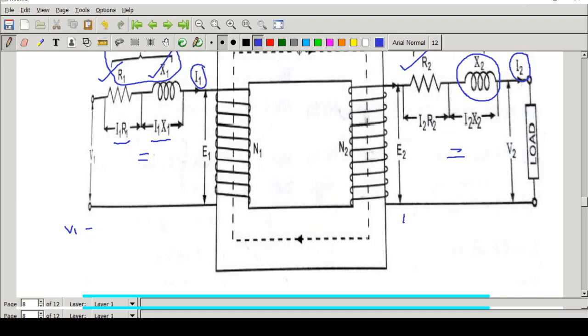Similarly here, E2 will not be equal to V2. There is some voltage drop. Which are the voltage drops? That is E2 minus I2 R2. This is the voltage drop in the resistance. Again minus, this is the reactance drop. This is the voltage drop across the inductor, that is I2 into X2. So you have to subtract both voltage drops, that is I2 R2 and I2 X2, from E2, then only you will get V2. So this can be represented using two equations.